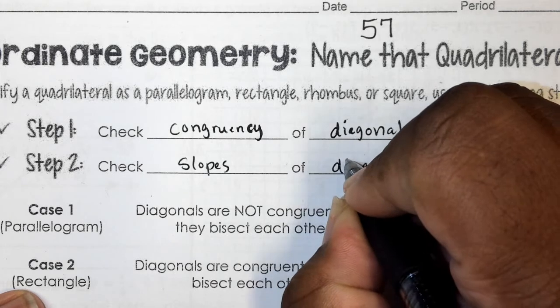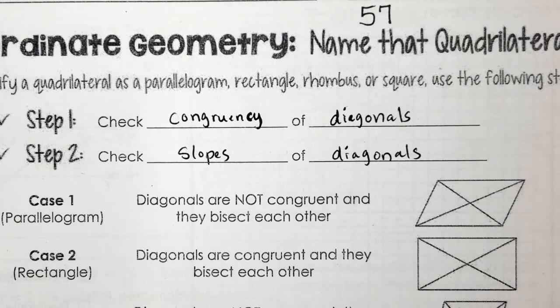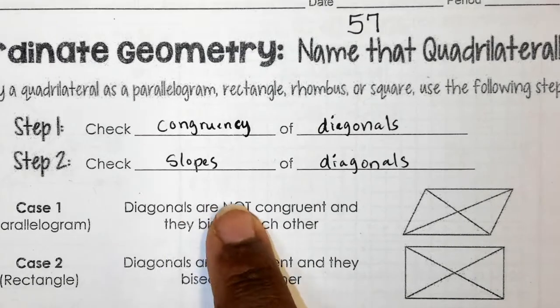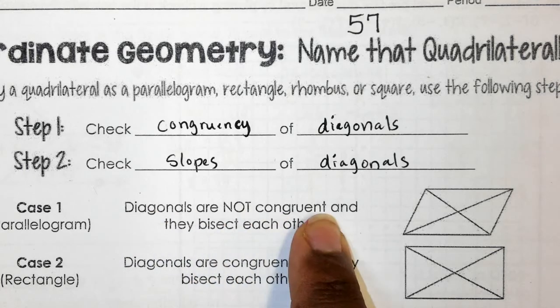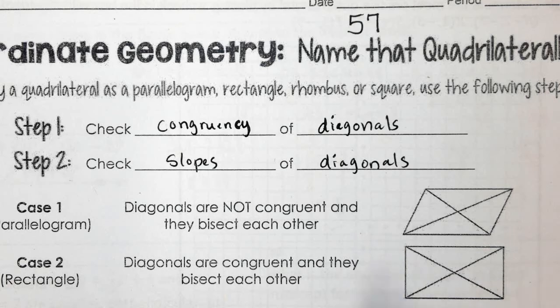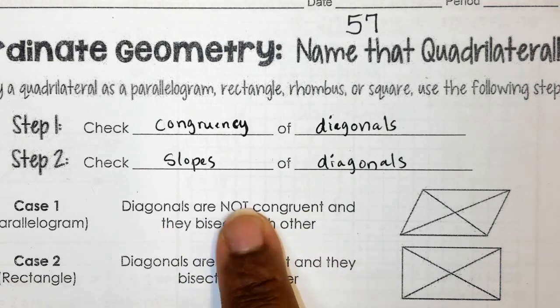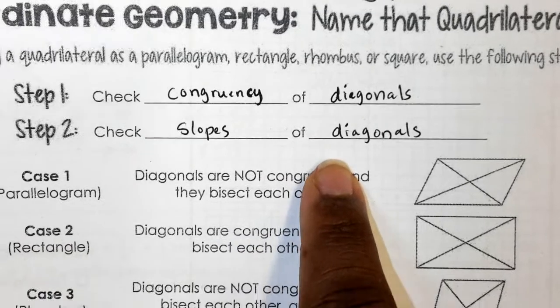After we check to see if they're congruent, we're going to check the slopes. If our slopes are perpendicular, that's going to tell us a lot. If they're not, that's going to tell us a lot too. Alright, so I'm going to go through the 4 cases that you may have when you're doing this. Case 1, if you have a parallelogram, your diagonals are not congruent, but they bisect each other. That's the case for all of these parallelograms. The diagonals won't be congruent though, if it's a parallelogram.